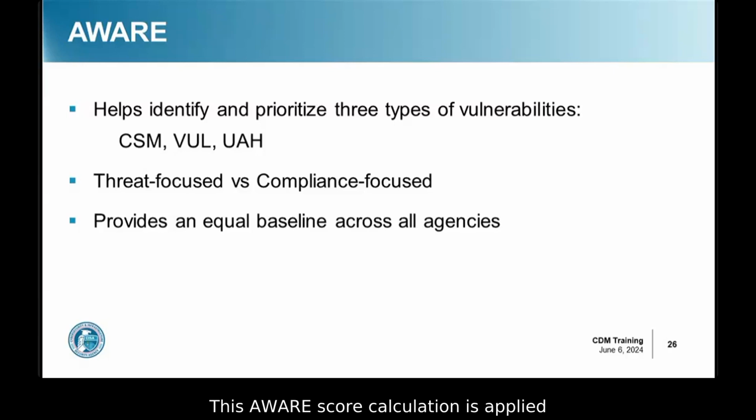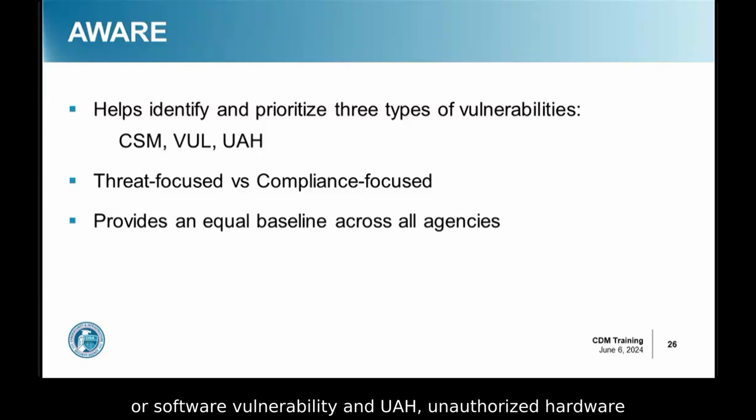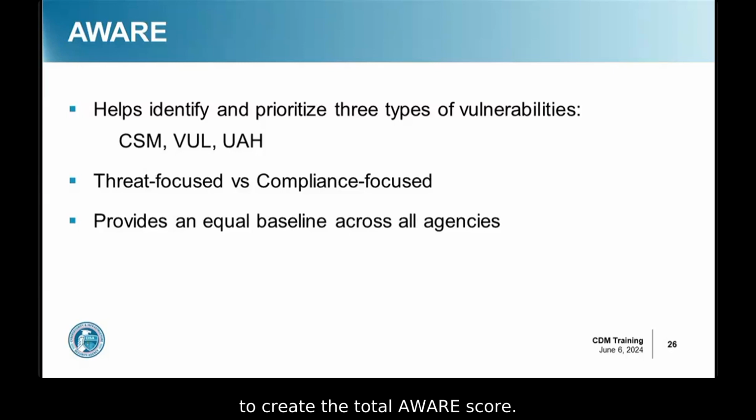This AWARE score calculation is applied across 3 sub-score categories: CSM, VUL, or software vulnerability, and UAH, unauthorized hardware, to create the total AWARE score. This is presented as 3 different numbers for each FISMA reportable system with assets.